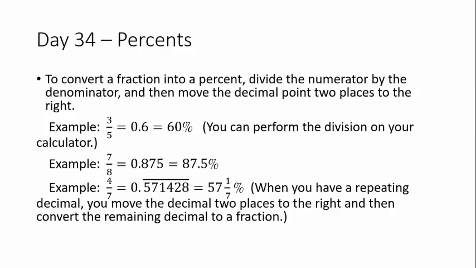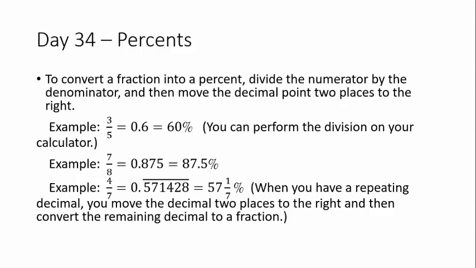You can use long division, or you can perform the division on your calculator. Just be careful with the calculator, with rounding and things of that nature. Our next example is 7/8. If we divide this on the calculator, we get 0.875, or 875 thousandths. We move the decimal 2 places to the right to give us 87.5%.